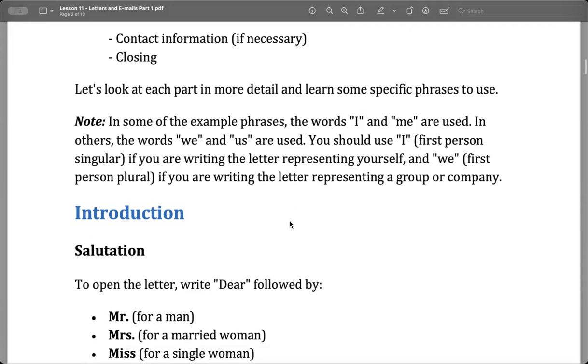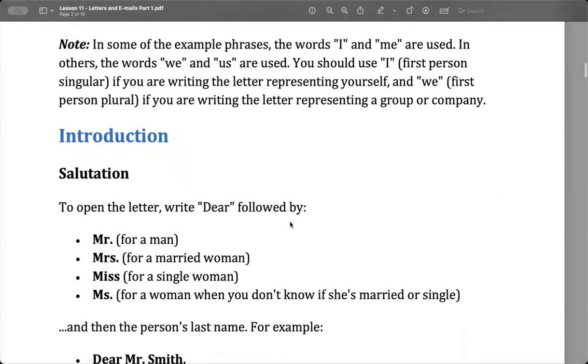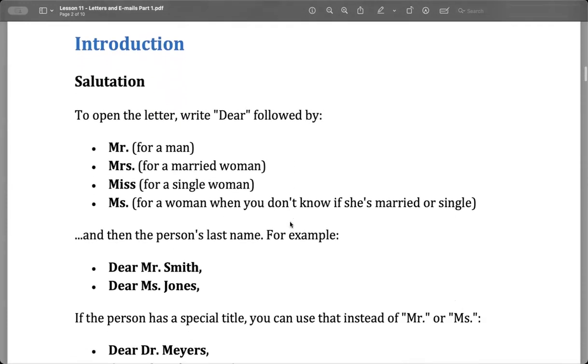Introduction. Salutation. To open the letter, write dear followed by Mr.